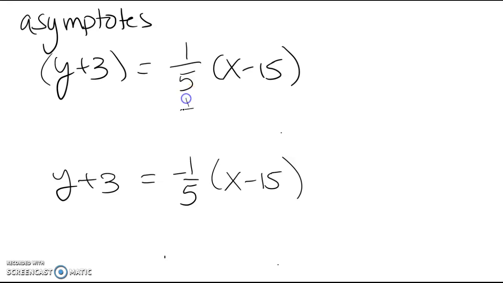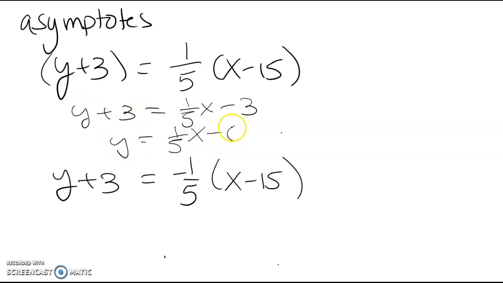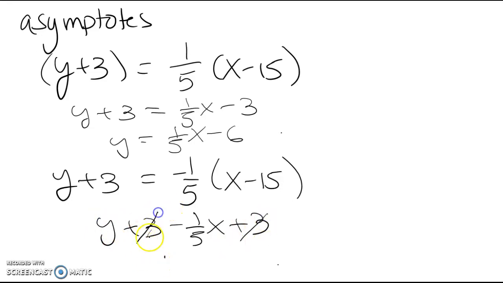Our last step here would just be to write it in slope-intercept form. So I have 1/5 x minus 3, so I get y equals 1/5 x minus 6. And here I have negative 1/5 x plus 3 is y plus 3. Your 3's will cancel, so you're left with y equals negative 1/5 x. Okay, and that's it. That's the entire hyperbola, all the pieces of it.